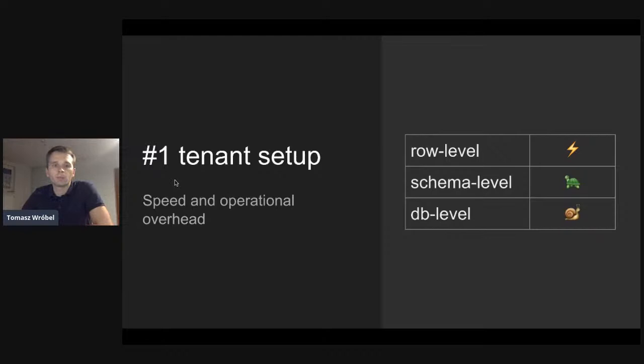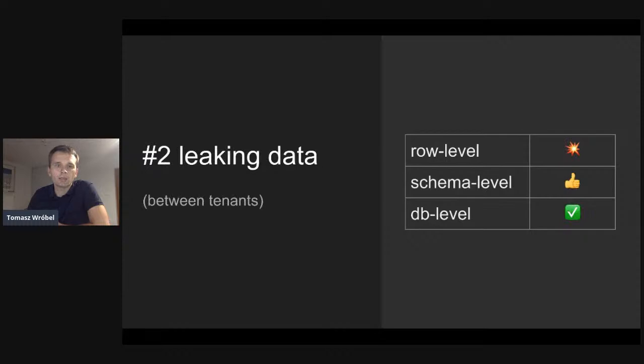Okay, there's a couple of aspects to compare. Let's start with tenant setup, by which I mean the speed and the operational overhead. So in row level, it's lightning fast. You just set a variable inside your request. In schema level, you actually need to make the SQL call to set the search path, but this is still fast. In the DB level, you actually would need to spin up another DB connection. So that could be slow. That would be different in the case of MySQL, but in the case of PostgreSQL, you would need to spin up another DB connection.